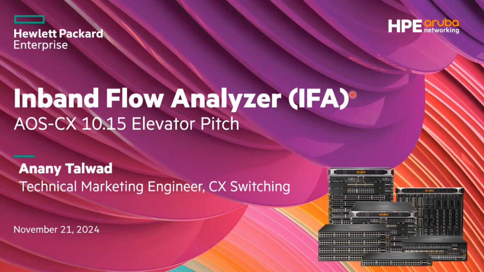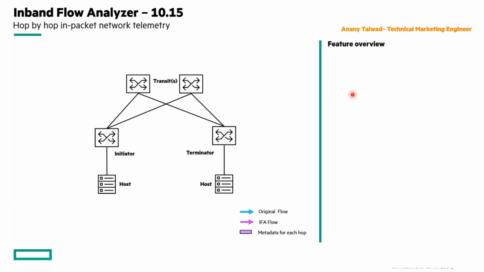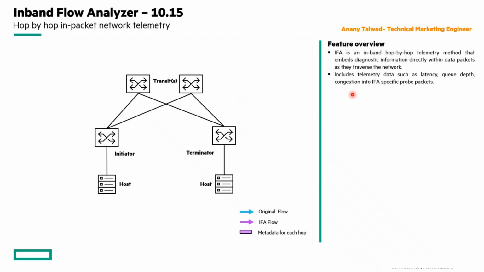And today in this elevator pitch session, I am going to talk about a new feature we are going to release with AOS-CX 10.15, which is known as Inband Flow Analyzer, or commonly known as IFA. So let's get started. IFA is a telemetry feature which provides hop by hop visibility into your network by embedding collected details into data packets directly as they pass through your network. It essentially includes metadata for metrics such as latency, congestion, and queue depth.